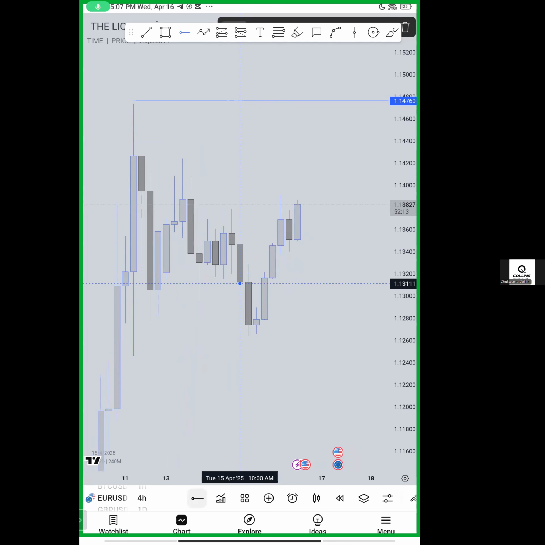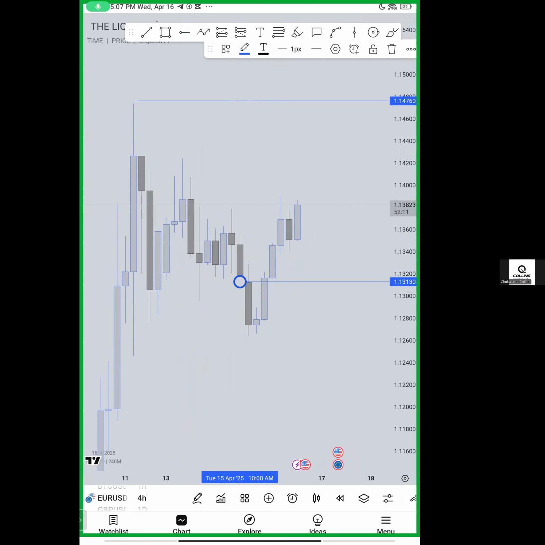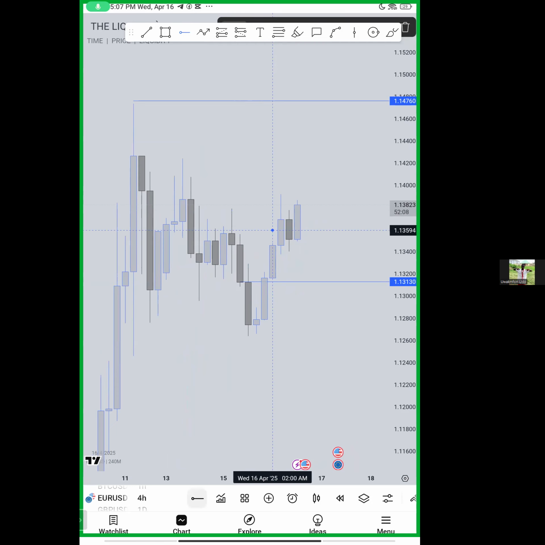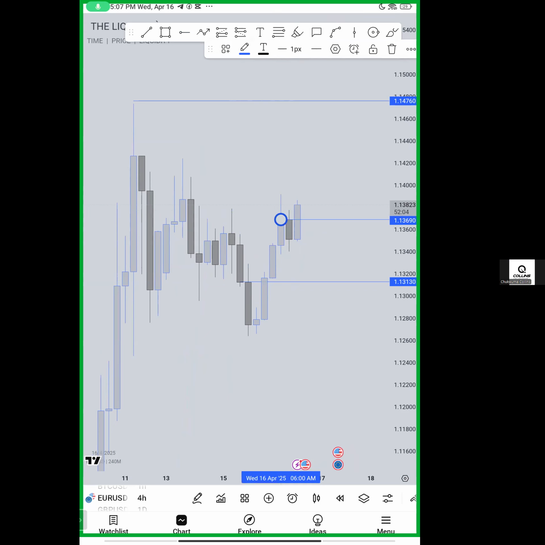So we have this block here, and we have this other block also. Remember, this is 5 p.m. We are not going to take any trade. So what are we going to be waiting for now? Let's go back to the 15-minute time frame.